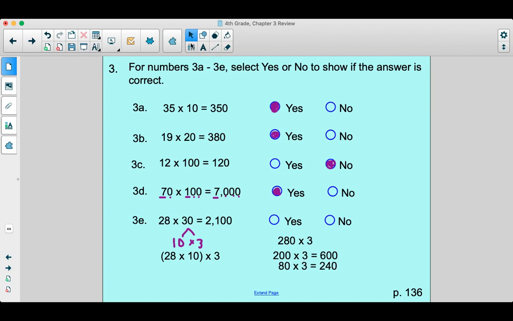So that's a negative for that one. That's a no. Because when we add our partial products, we don't get 2,100. We get 840. So that is one that we cannot mark as a yes.